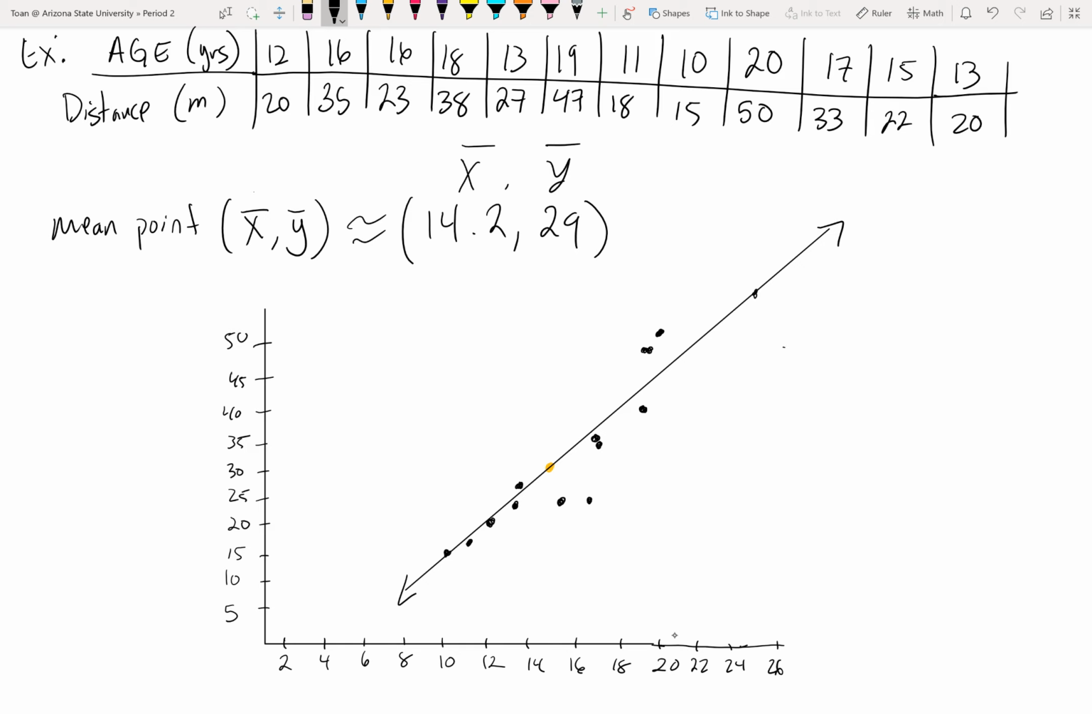And on today's practice, that's what you'll be doing. You'll be given a set of data. You'll be asked to look at a scatter plot and the line of best fit, and then you'll just be answering questions about the situation. Easy peasy? Yes. All right.